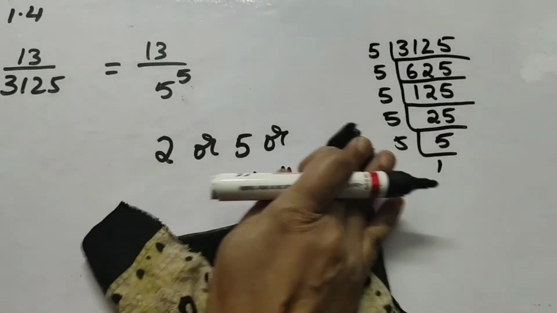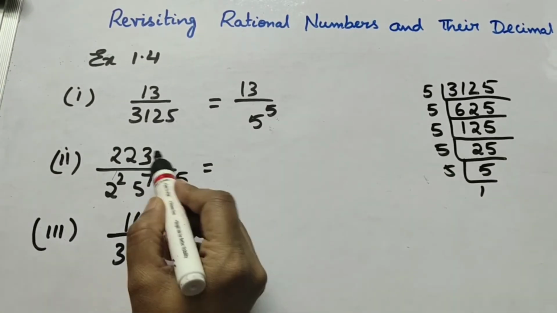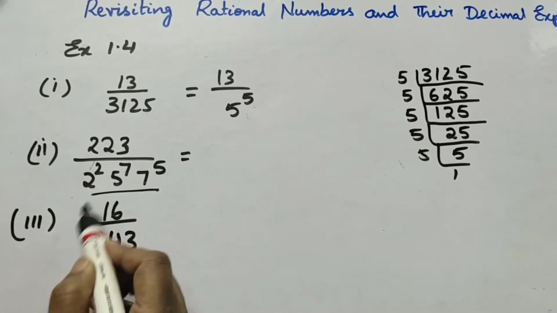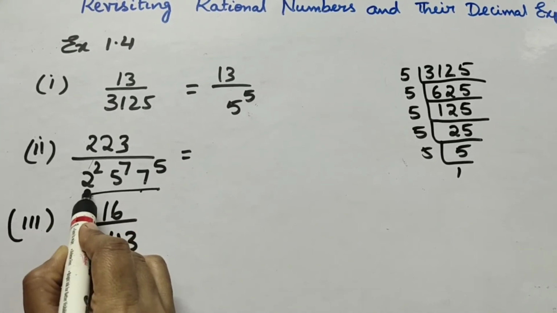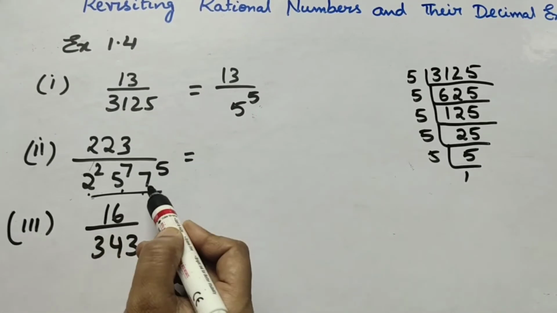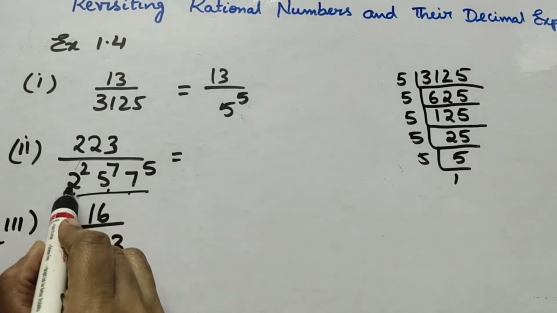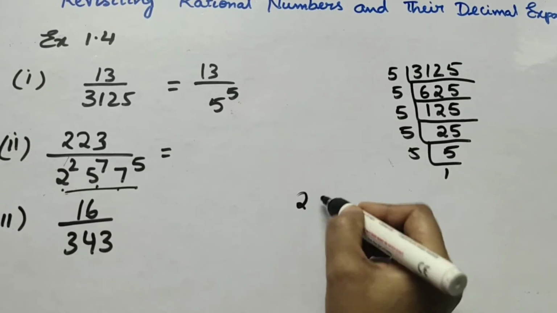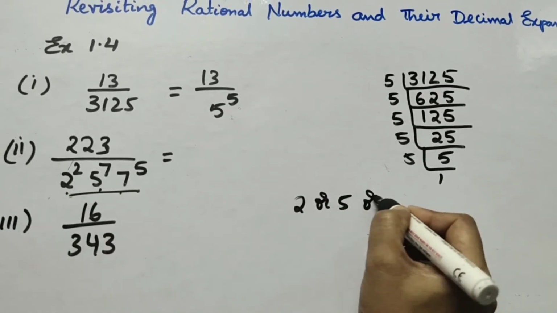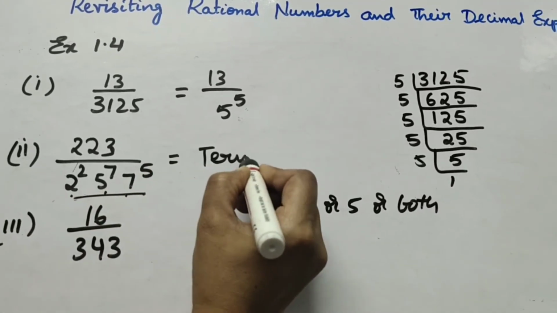Let us check one more example. Now just check these examples. Observe the prime factorization of q, the denominator. So it has 2 as well as 5, irrespective of any other factors. It can have any other factors, but you need to check whether it has powers of 2 or powers of 5 or both. Yes, here we have both, so it is a terminating decimal.